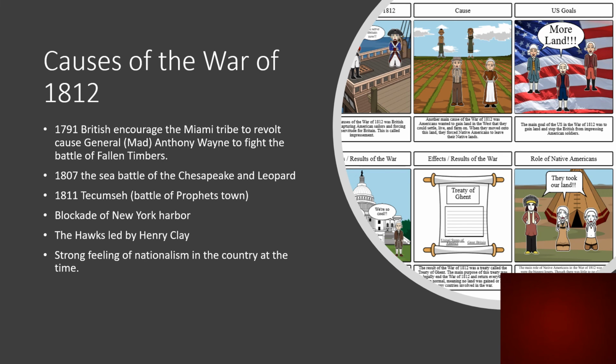When they wanted war, the leader of that group was Henry Clay. Henry Clay was from the Ohio River Valley, and people who want war in Congress are called hawks. And so the hawks wanted war very badly, and the nation wanted war very badly because there was a huge feeling of nationalism.